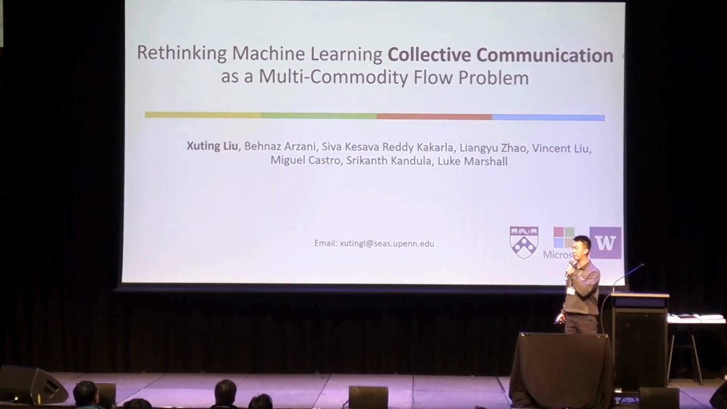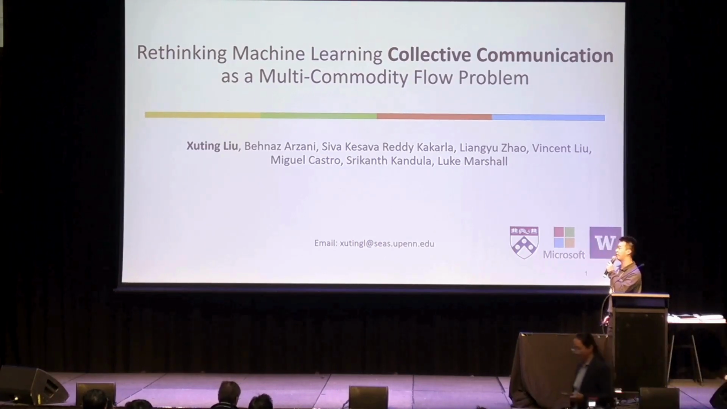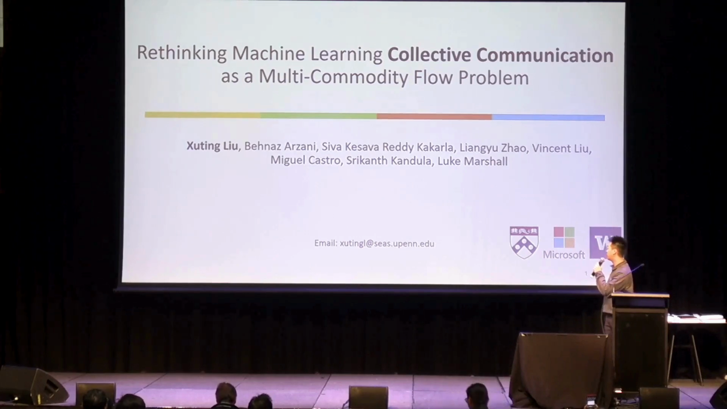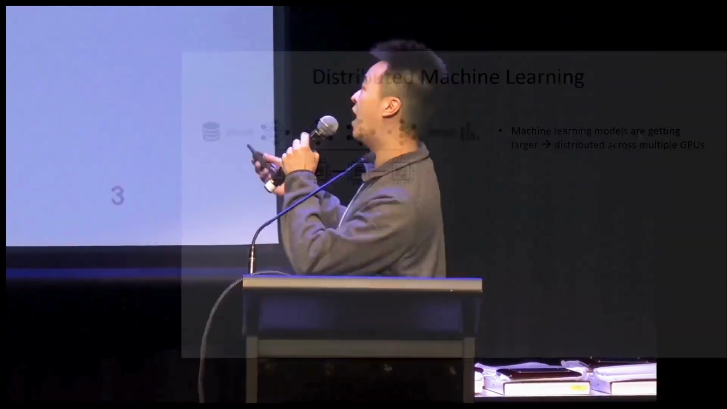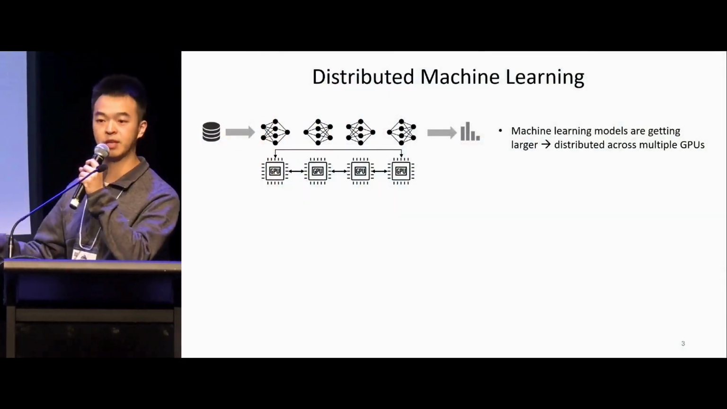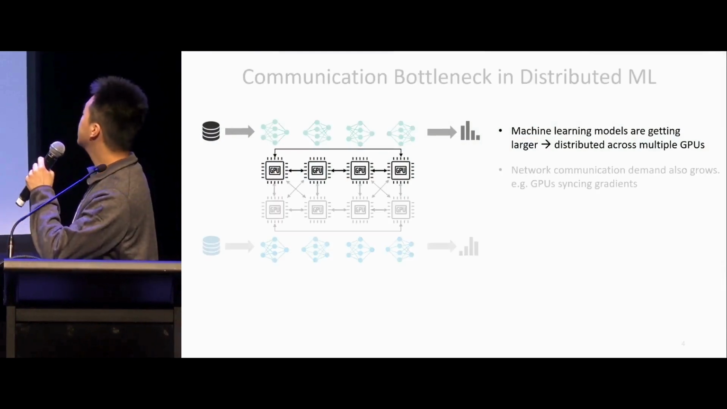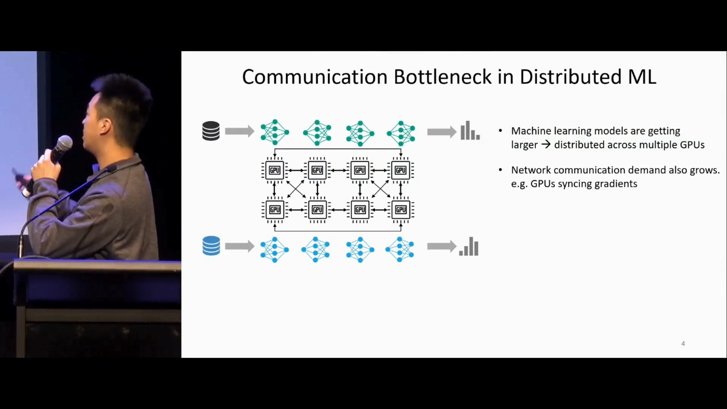I'm Xu-Ting Liu from University of Pennsylvania. Today, I'm discussing rethinking machine learning collective communication as a multi-commodity flow problem. This is a joint work with Benas, Siva, Liangyu, Vincent, Miguel, Srikant, and Luke. So we all know that machine learning models now are getting larger and larger. So people now have to distribute model and data across multiple GPUs and perhaps in multiple nodes or servers. So the network communication required also grows.